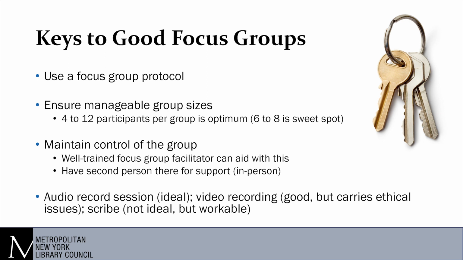You also want to ensure you have manageable group sizes. So 4 to 12 participants per group is optimum. 6 to 8 is what I call the sweet spot. I have trouble controlling a focus group if there's more than 8 people in the space, especially if I'm trying to encourage everyone to speak up or make sure everyone has time to actually share information. The larger your group, the fewer questions you probably want to ask, because if you've got 8 to 10 or 10 to 12 people and you're trying to ask 6, 7 questions, that's going to be difficult for everyone to engage with. If you only have 4 or 5 people, you can probably get through that many questions, but the more people you have, the fewer questions you're probably going to want to ask so that you can ensure everyone has an opportunity to speak up.